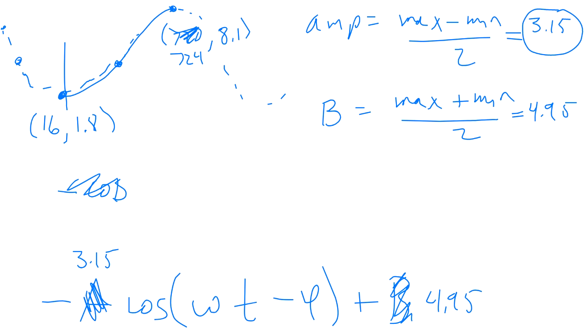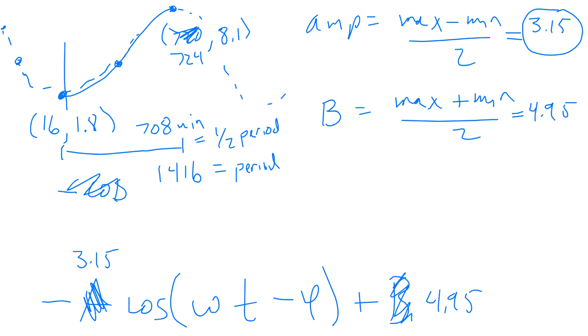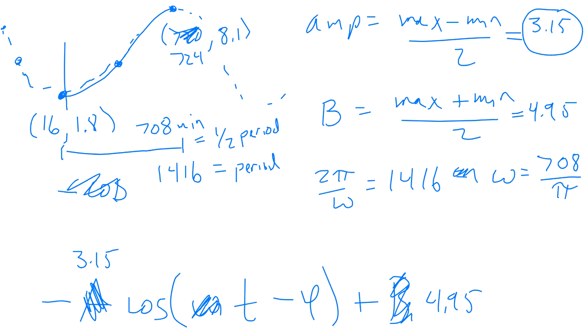Great. Next, we need to determine the period. Well, how long did it take us to go between these two? How many minutes? 724 minus 16 is going to be 708 minutes, and that is a half of a period. It went from minimum to maximum, but didn't come back down. So doubling that gives me 1,416 minutes as a full period. Okay, so 2 pi over omega needs to be 1,416, from which I deduce that omega is 708 over pi. So I come down here and I say, great, omega is 708 over pi.